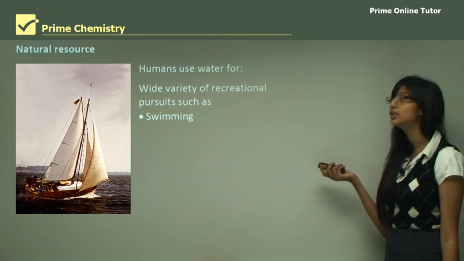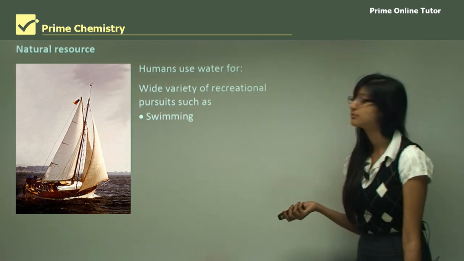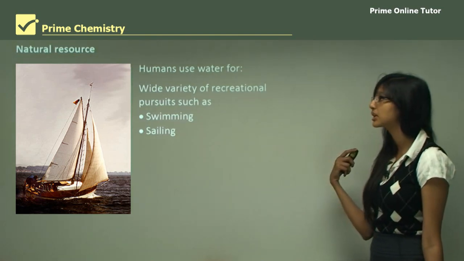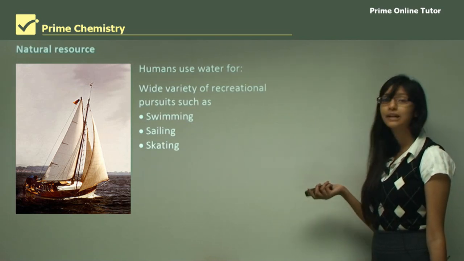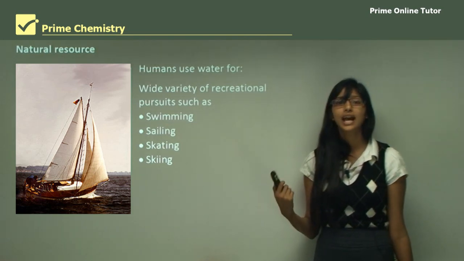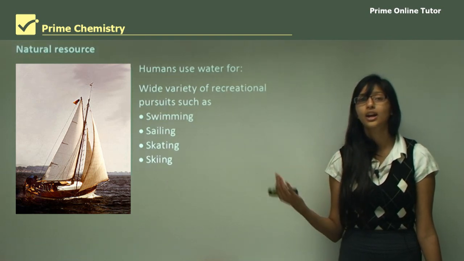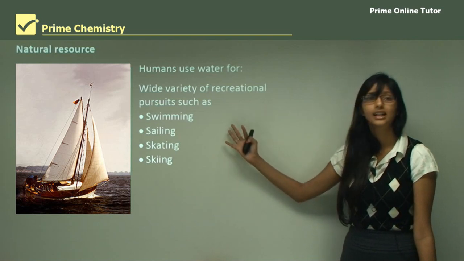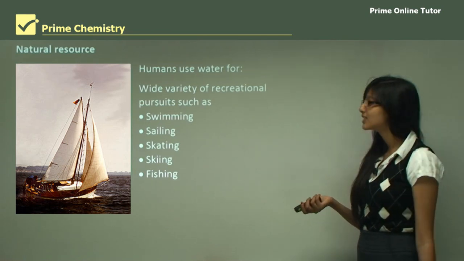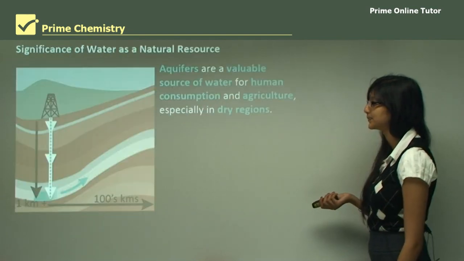Humans can also use water for recreational purposes. So we can use water to enjoy or have fun as well. For example, you can go swimming, which is again in water. You can also go sailing, which is again a recreational use of water. Same with skating as well as skiing. So again, you can see that water not only has industrial uses such as in agriculture or in other sorts of work, we can also use water to have fun, such as swimming, sailing, skating, and skiing, as well as fishing. So water can be used for a lot of different recreational purposes.